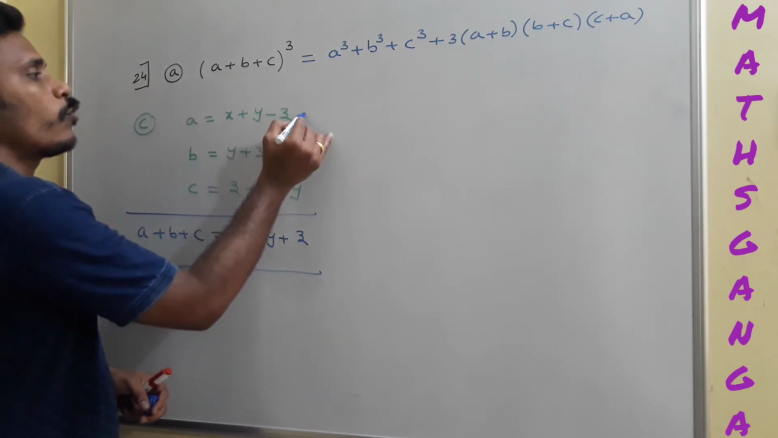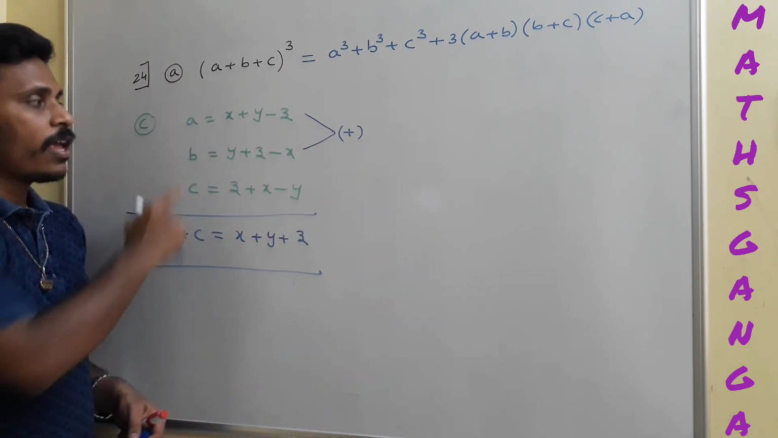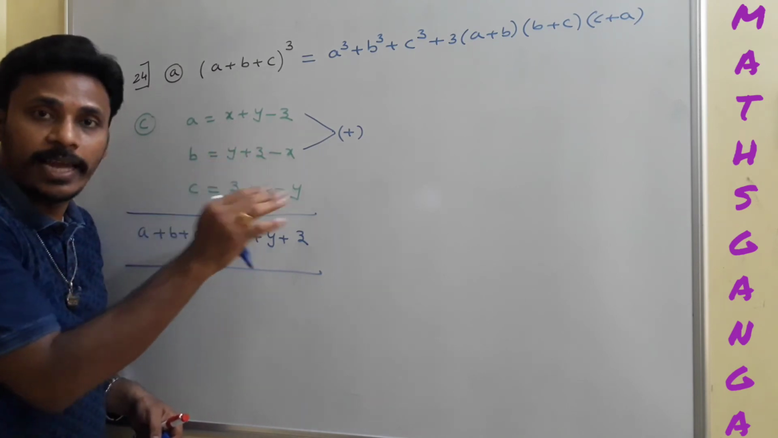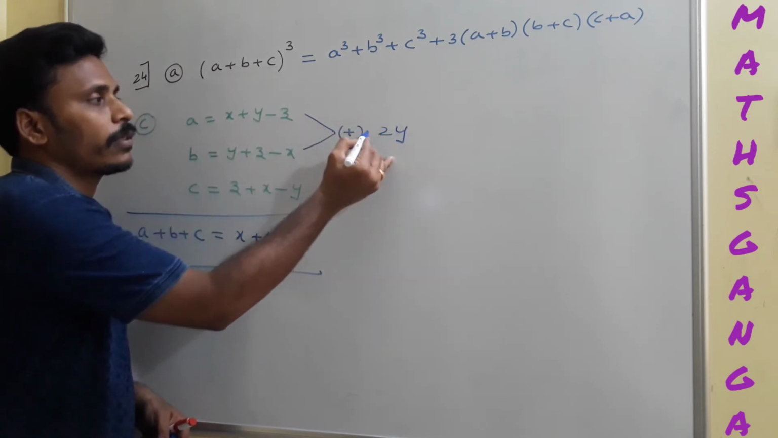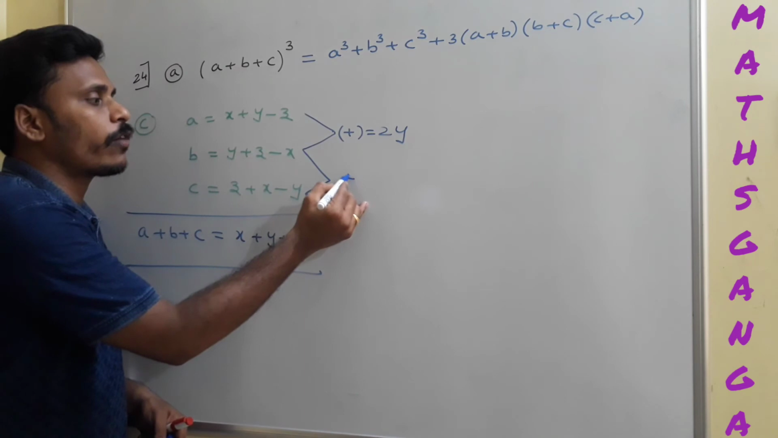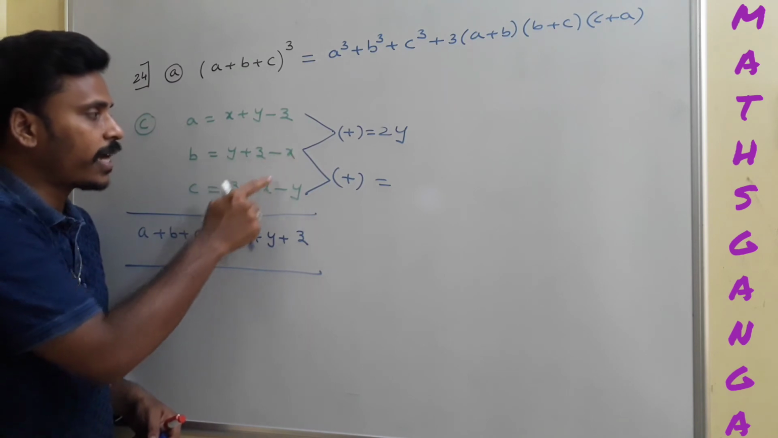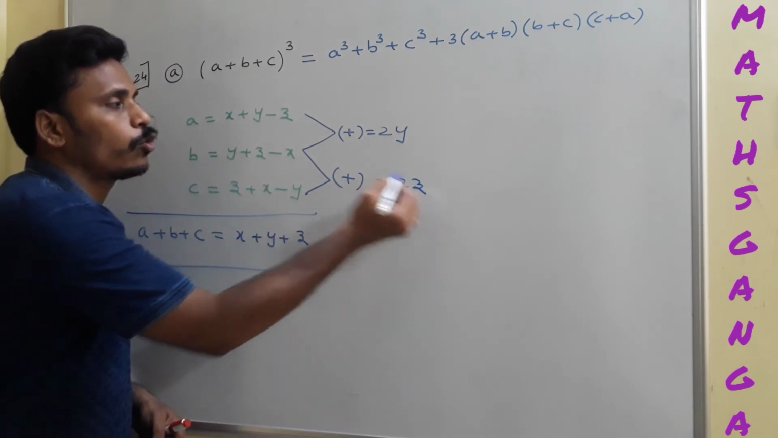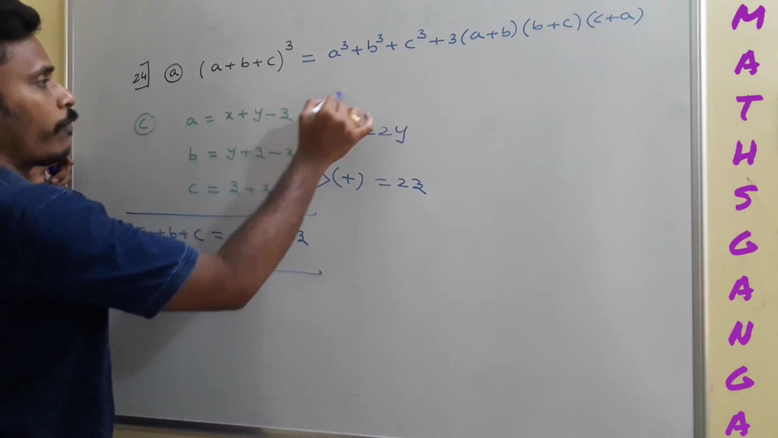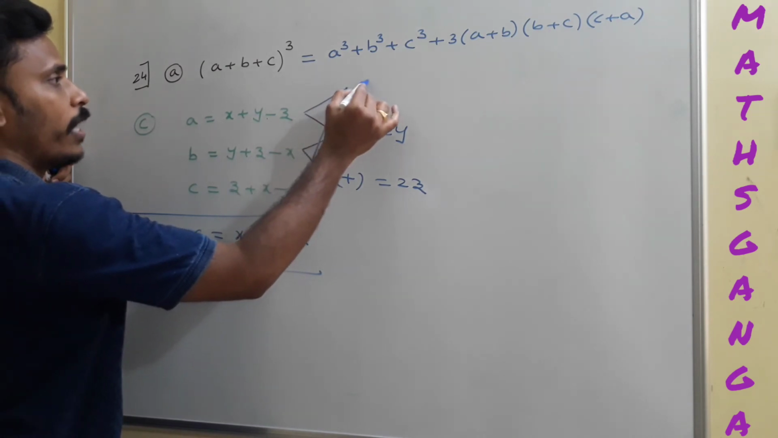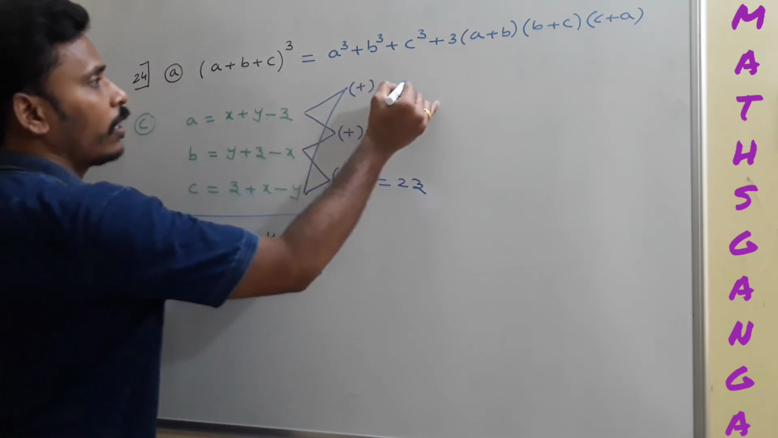And one more thing: if you add A and B, what will happen? Just think about it. If you add these two, plus X and minus X get cancelled, minus Z and plus Z get cancelled, and you are left with 2Y. The result is 2Y. And if you add these two, Y and minus Y get cancelled, X and minus X get cancelled, and you are left with 2Z. Not only these two, if you add the first one and the last one, then what is the result? Y and minus Y get cancelled, Z and minus Z get cancelled, and you are left with 2X.